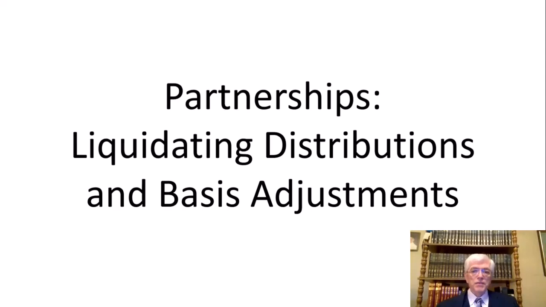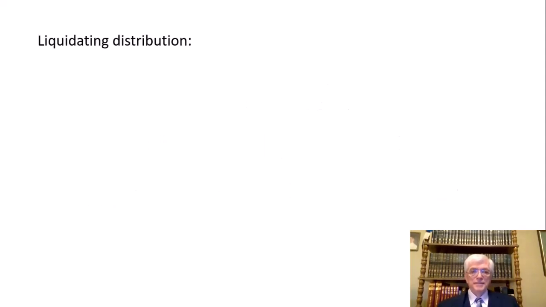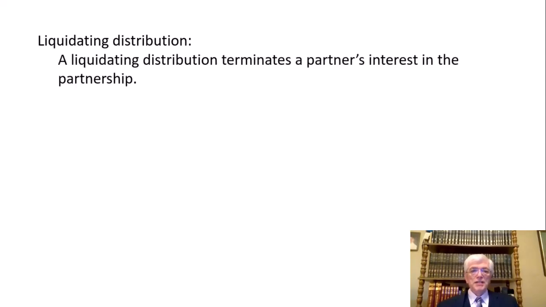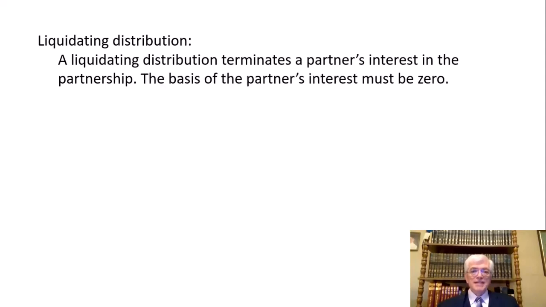Our second video from Chapter 10 is on liquidating distributions and the basis adjustment. A liquidating distribution is a distribution that terminates the partner's interest in the partnership. The basis of the partner's interest must be zero.